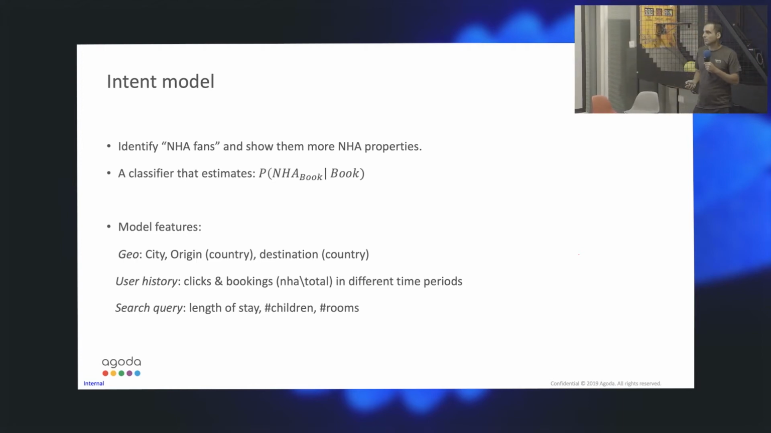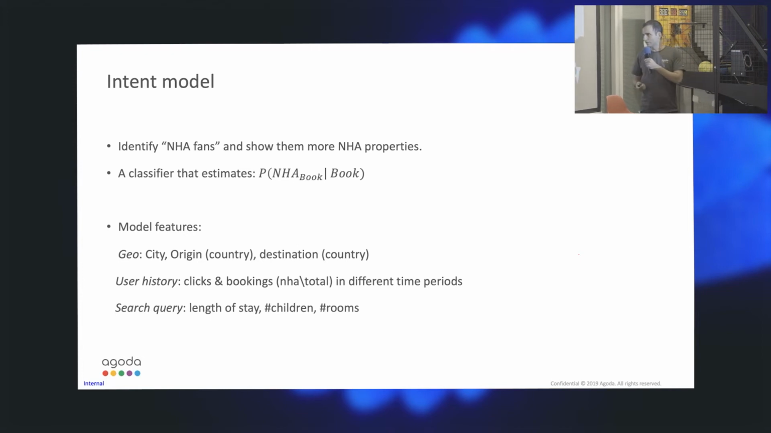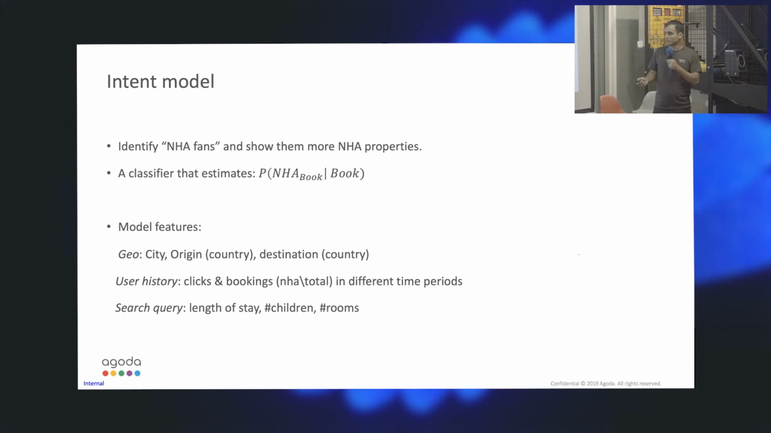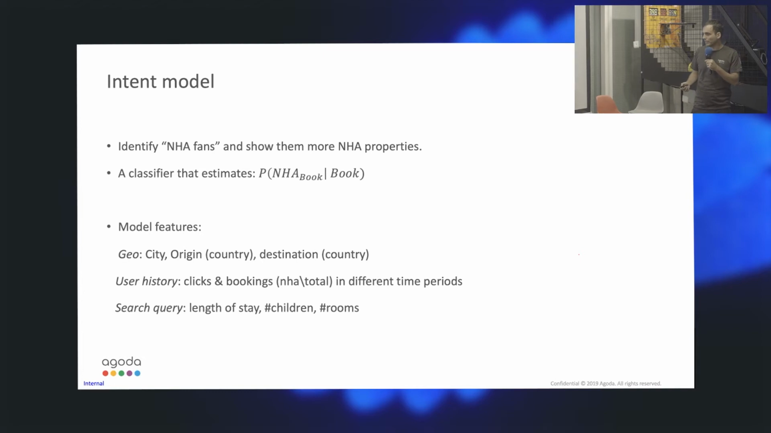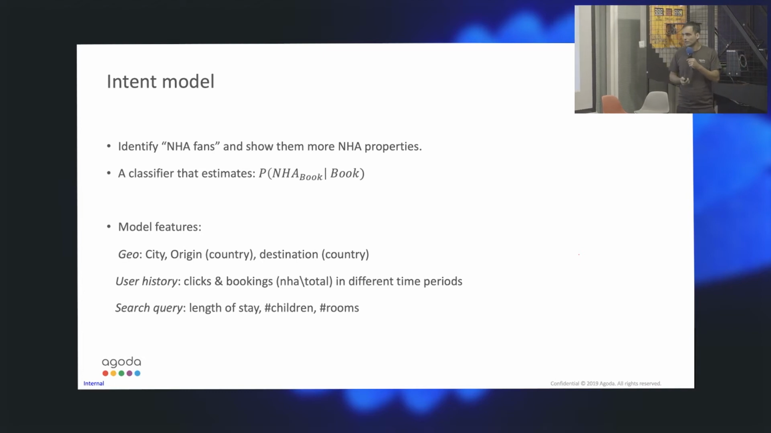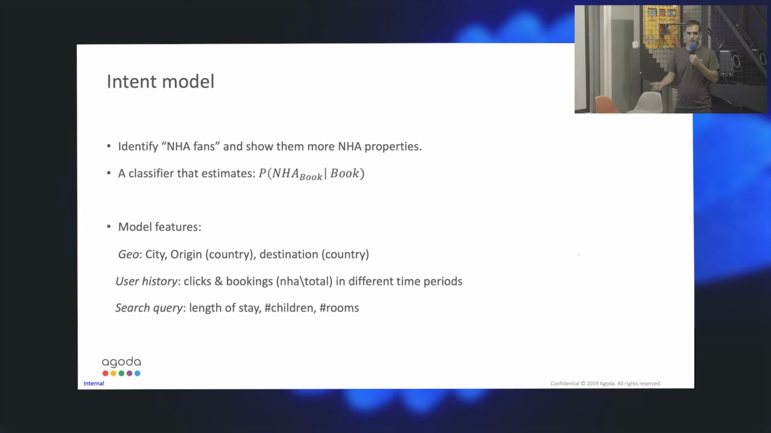The model features are basically three different categories. Geography, which is very important for us because we don't have the same inventory in Los Angeles and Tokyo, for example. We don't have the same amount of homes to offer. The user history: clicks, how many bookings he has from previous, how many NHA he booked in the past, and so on. And the context of the search query, like how many people are in the search query, how many adults, children, length of stay, and so on.